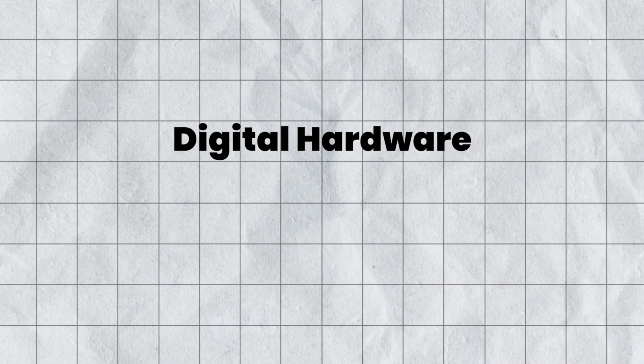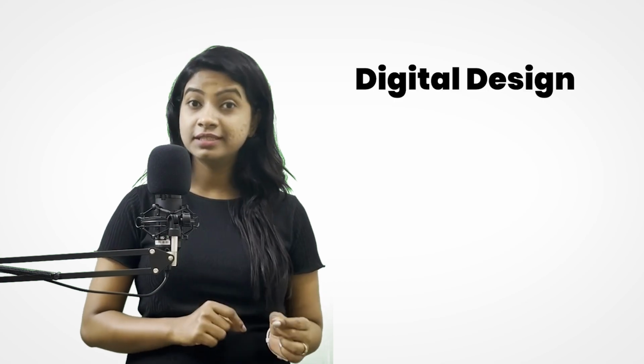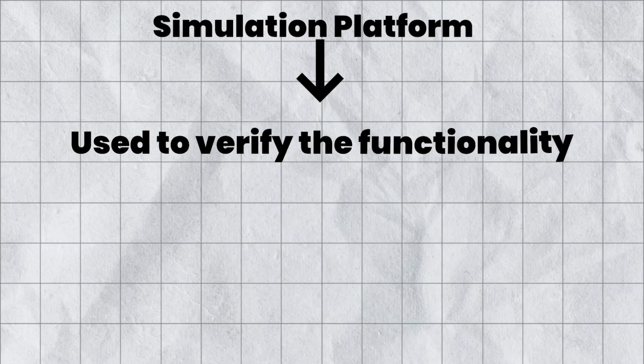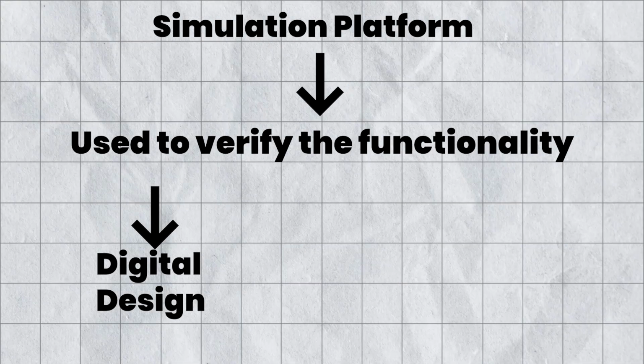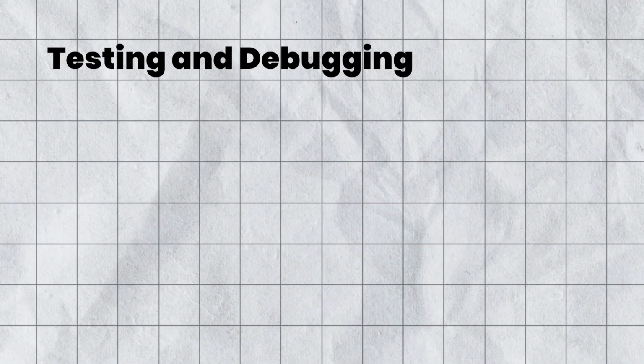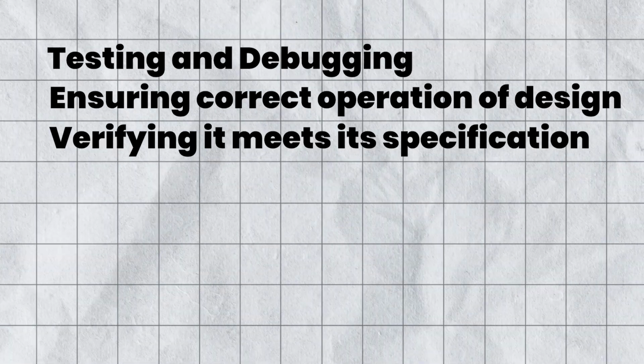A testbench is a crucial component of digital hardware and software development, especially in the field of digital design and electronic circuitry. It is an environment or simulation platform which is used to verify the functionality of our digital design, integrated circuit, or a software module. Testbenches serve several important purposes, like testing and debugging, ensuring the correct operation of the design, and verifying that it meets its specifications. So you can see this figure on the screen.